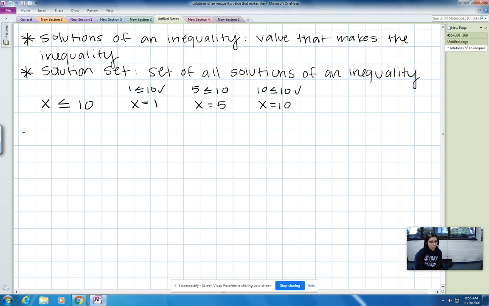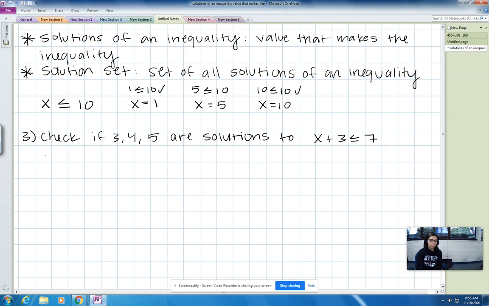So let's talk about checking a solution. Let's check if 3, 4, and 5 are solutions to x plus 3 is less than or equal to 7. So we're going to plug in 3, 4, and 5 for x. We're going to do three separate things and determine if each of these are a solution or not, if they belong to the solution set.